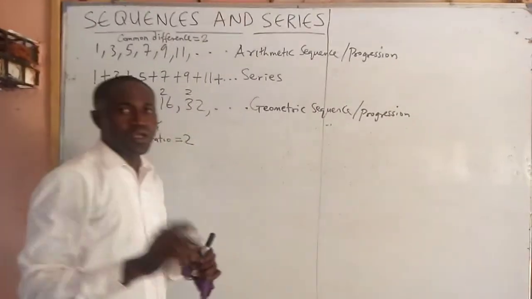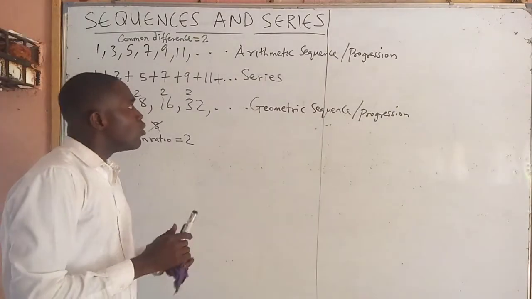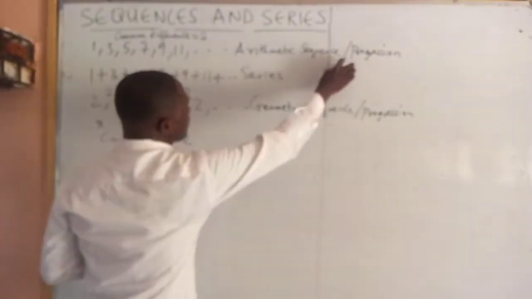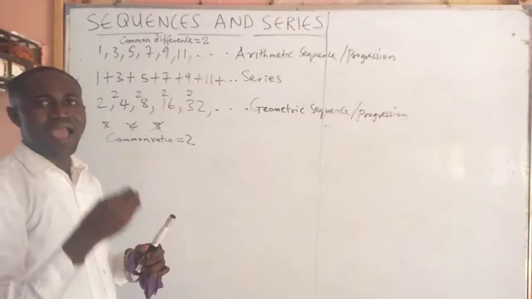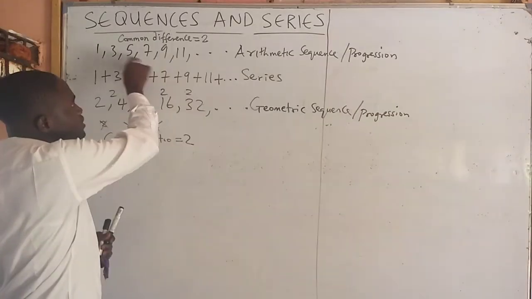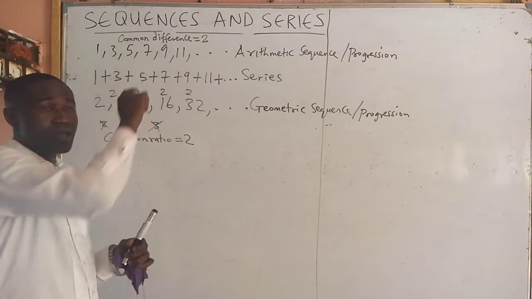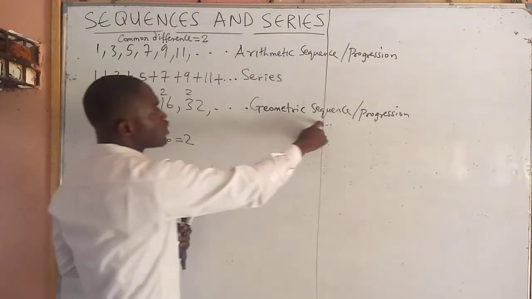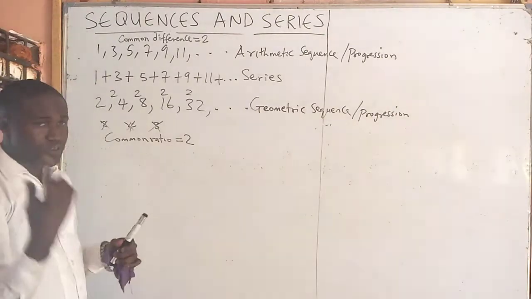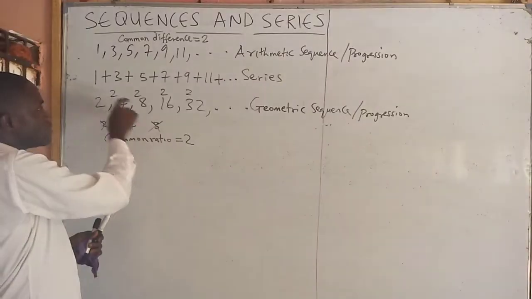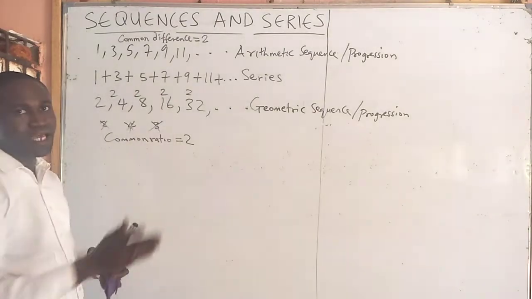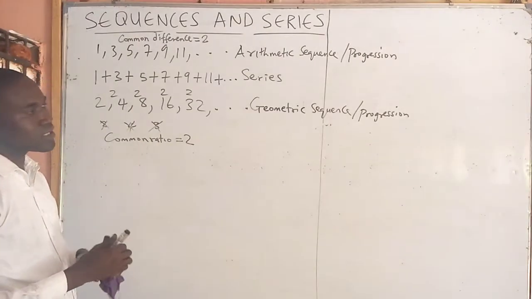Okay? Now, we have been able to see what arithmetic sequence or progression means. That is, they will have same common difference all through. Whereas geometric sequence or progression, they will have same common ratio. That is from division. 4 divided by 2, 8 divided by 4, and so on. They say they are in geometric sequence.